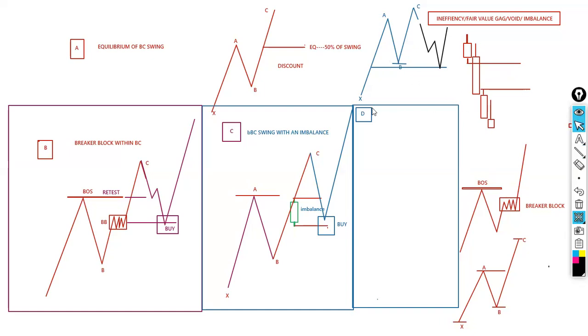Now, the last one, which is the D that I will be talking about: what I should see on my BC leg before I consider a possible buy. BC swing with a trap, or inducement.